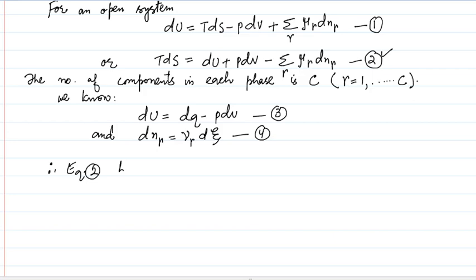Therefore, equation second becomes, if we use 3 and 4 here, we will simply write change in entropy will be equal to dq upon T minus 1 upon T summation gamma mu gamma nu gamma and d zeta. This is equation 5.